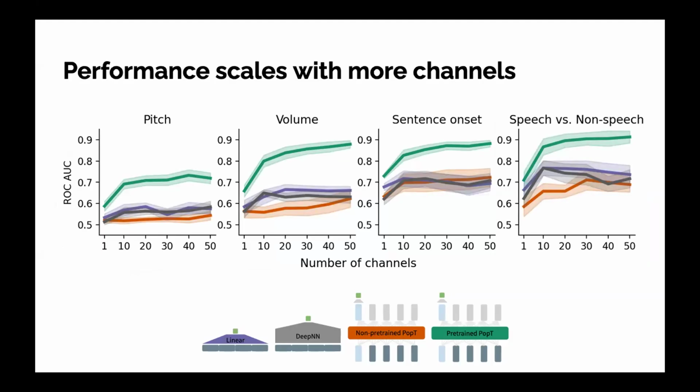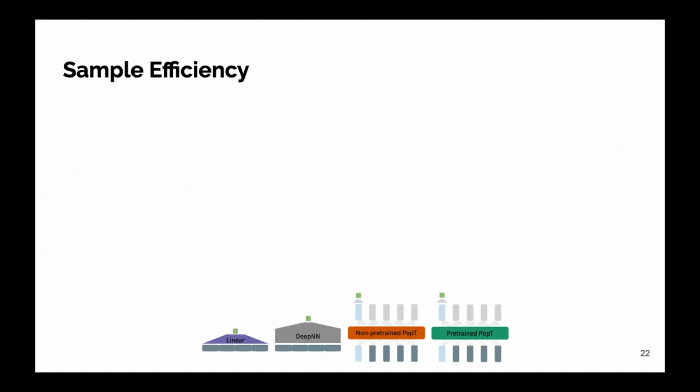So what we see here is that as we increase the number of channels on the x-axis, the baseline approaches a plateau pretty early, whereas the pre-trained population transformer continues to improve as we have more channels. And this is probably helpful just because of the pre-training.